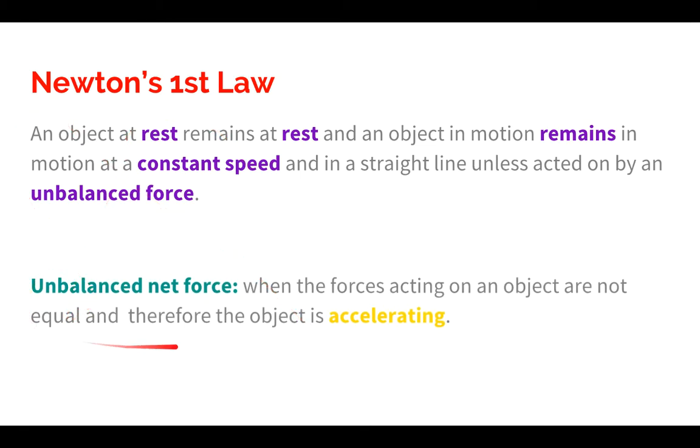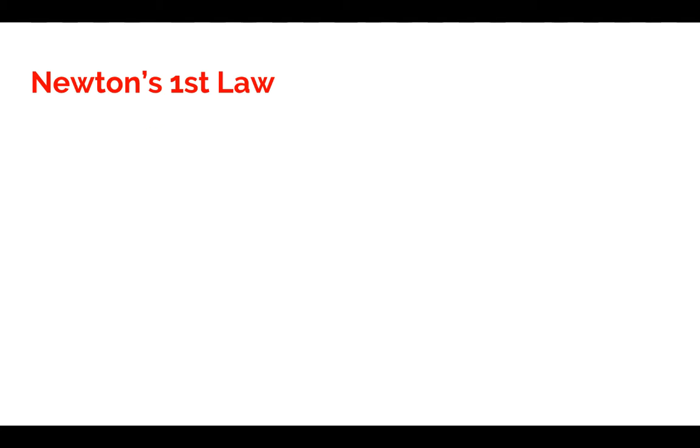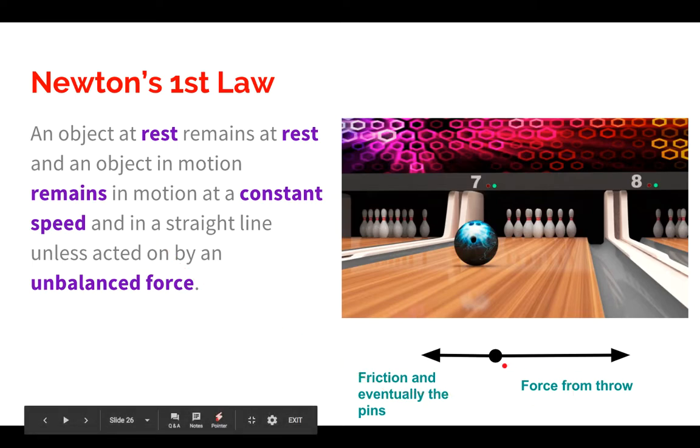I want you to write down unbalanced net force. So when the forces acting on an object are not equal, therefore the object is accelerating. So for example, with the bowling ball here, we can see that this force is greater than this force. Therefore, these are unbalanced forces. They're not the same amount. The force from the throw is greater than the force from the friction. So this object, the bowling ball, is accelerating. It's speeding up.